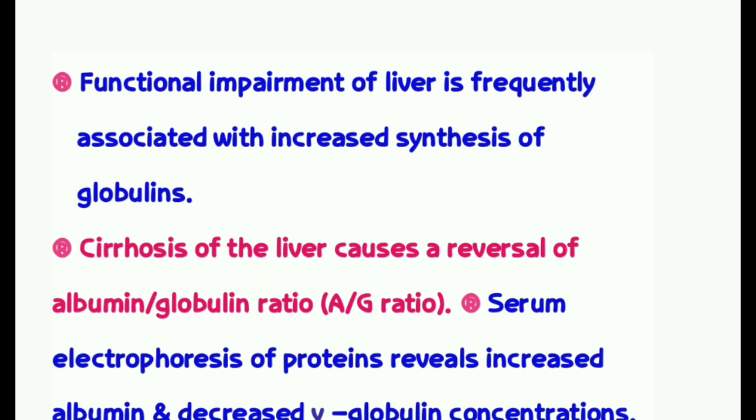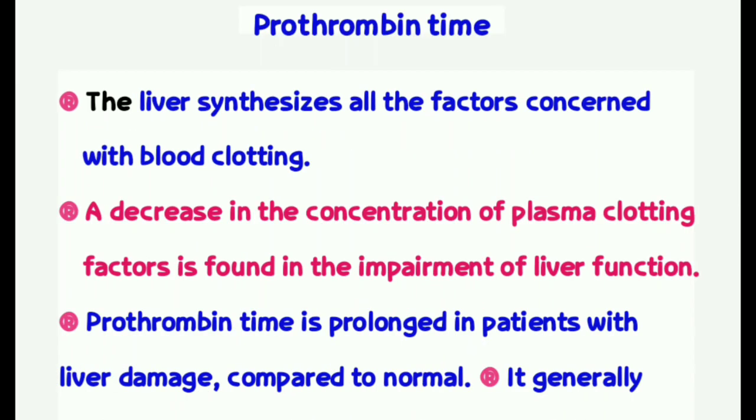Functional impairment of the liver is frequently associated with increased synthesis of globulin. Cirrhosis of the liver causes a reversal of the albumin globulin or A/G ratio. Serum electrophoresis of protein reveals decreased albumin and increased gamma-globulin concentrations.